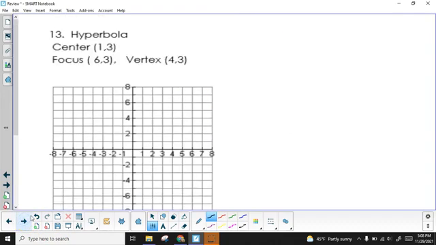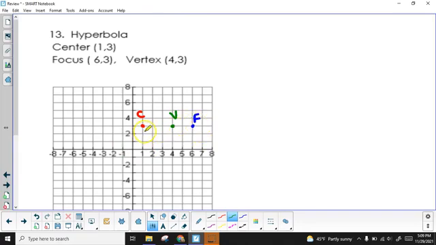And number 13, we have a hyperbola. We're given that the center is at (1, 3). So this is the center point. And we know that a focus is at (6, 3). This is a focus point. And we know that we have a vertex at (4, 3). So, we can tell that this is going to be opening horizontally because it opens up left and right. The focus must be inside the branches.